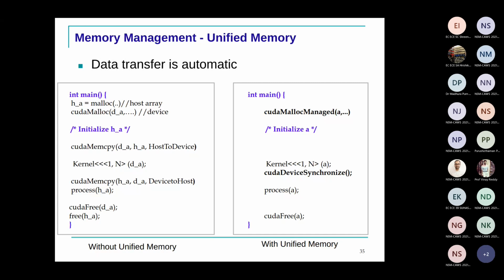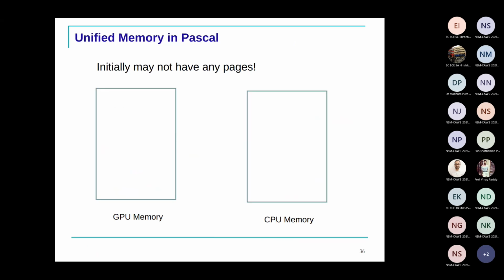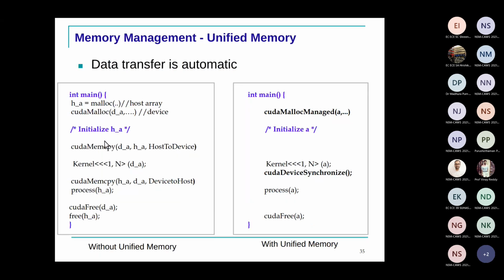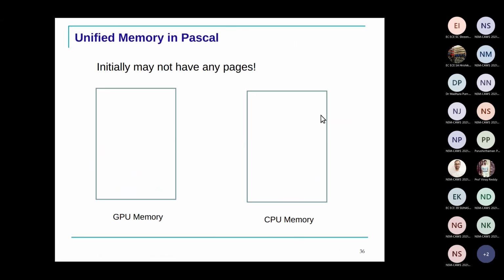If you are accessing the data from the GPU, the data will be transferred automatically from the CPU to GPU, and if you are accessing the data on the CPU, then it will be transferred from GPU to CPU, and so on. Let's try to understand how unified memory works internally. Let's say you have CPU memory and GPU memory. When you specify cudaMallocManaged, initially the pages may not be allocated on CPU or GPU memory.